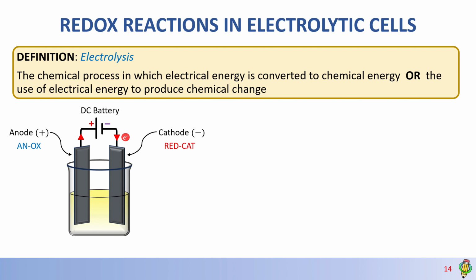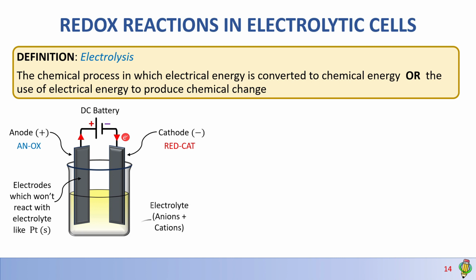So at the anode, oxidation still happens. At the cathode, reduction still happens. Usually in electrolytic cells, we'll use electrodes which won't react with the electrolyte, like Pt or graphite. Once again, the electrolyte is the solution which contains anions and cations. The electrodes used in electrochemical cells will carry electrical current in and out of the electrolyte.